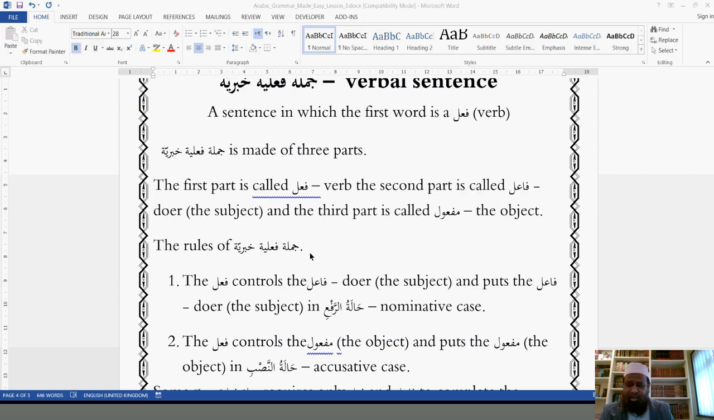First rule, ma'rifa, nakira. No. Fa'il can be anything. Fa'il can be ma'rifa, fa'il can be nakira. Maf'ul can be both, one of them. Maf'ul can be a ma'rifa, maf'ul can be a nakira. Right? Yes, one thing here we need to see.